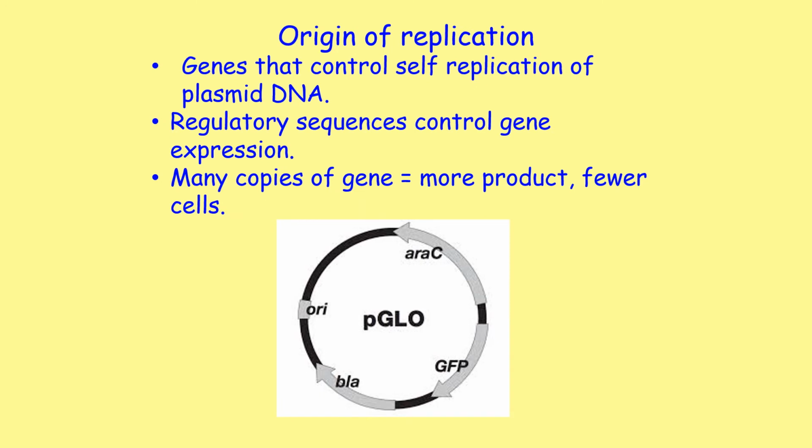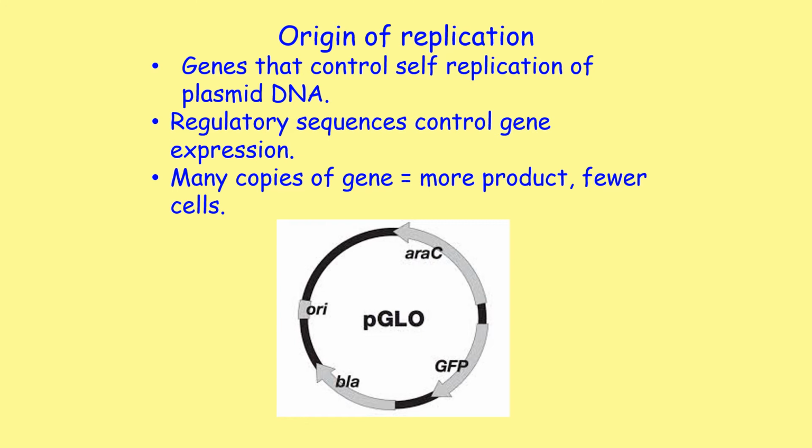Now, the other feature that we're going to need in our plasmid is an origin of replication, and that's indicated on that picture by the ORI. Now, these particular genes here are genes that control self-replication of the plasmid DNA. So it's really important that when our bacterial cell replicates, our plasmid is going to replicate. Also, if we have lots of different copies of the gene, then that means we're going to get more product from fewer cells.